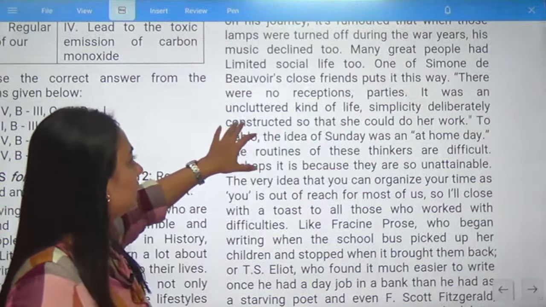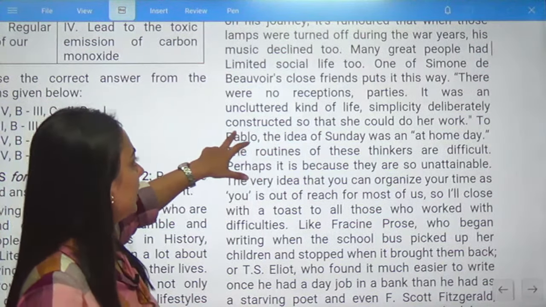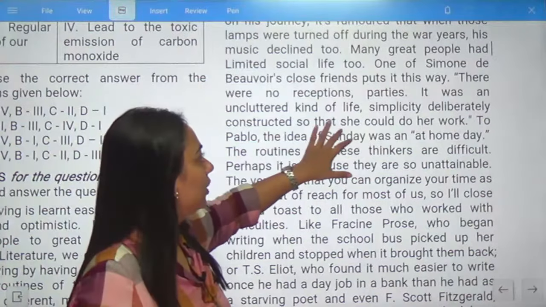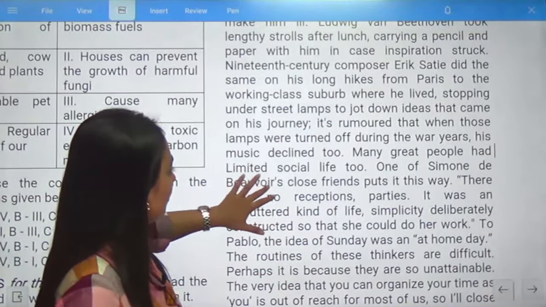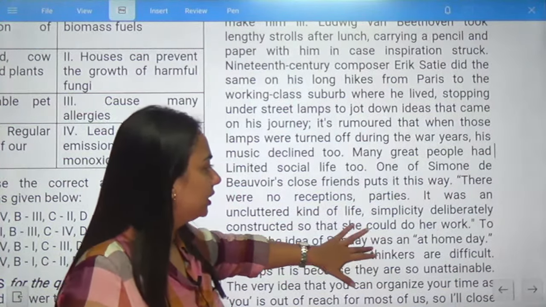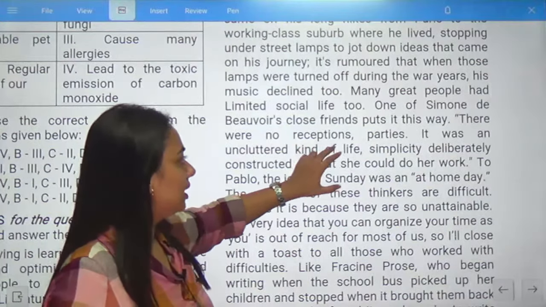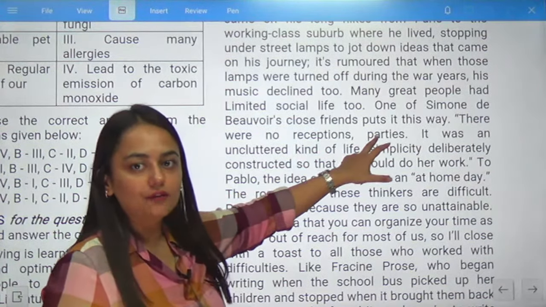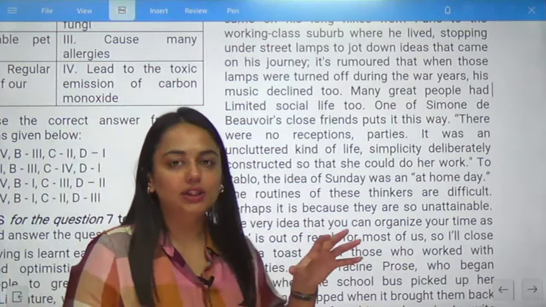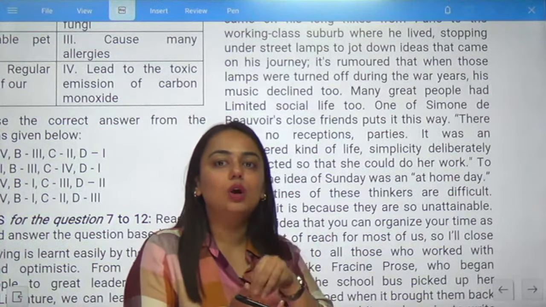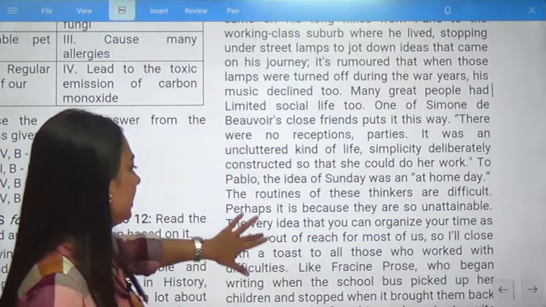It was an uncluttered kind of life, simplicity deliberately constructed so that she could do her work. Who are we talking about here? So we are talking about Simone. Simone is another critical writer, a great writer. So she used to keep away from the receptions and parties. Her friend informed the reporters or the writers कि वो parties वगैरह में बहुत ज़्यादा जाती नहीं थी. She deliberately took out time, her own space, so that she could be more creative, write certain things.